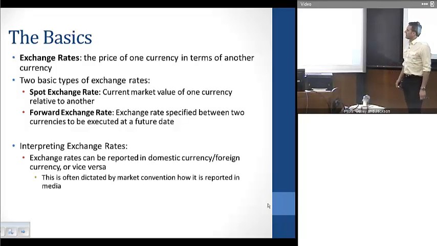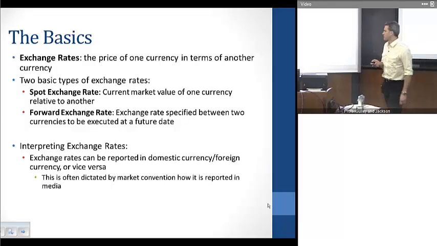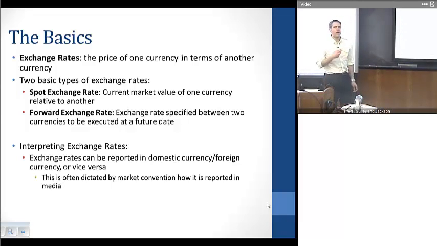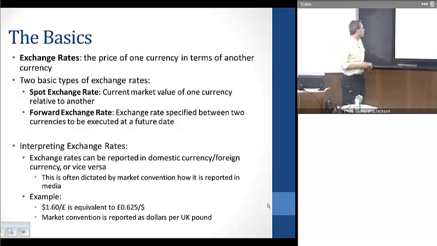So the way that we think about exchange rates can be a little bit confusing. So it's important to really understand the definition of exchange rates and the conventions of expressing exchange rates. So exchange rates are going to be reported in the amount of domestic currency per unit of foreign currency. And so that's often dictated by market convention in terms of how it's reported in the media and in financial markets. So as an example, you can have $1.60 US per pound.